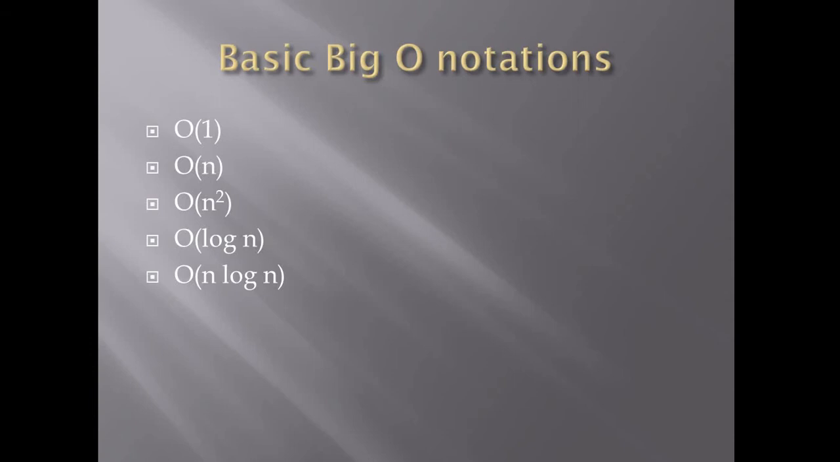So these are some basic Big O notations that have been provided by Edmund Landau: O of 1, O of n, O of n square, O of log n, O of n log n. As we proceed further, I will tell you which notation means what, and I'll also run some small programs which I've already written to show you how these relate to the functions.